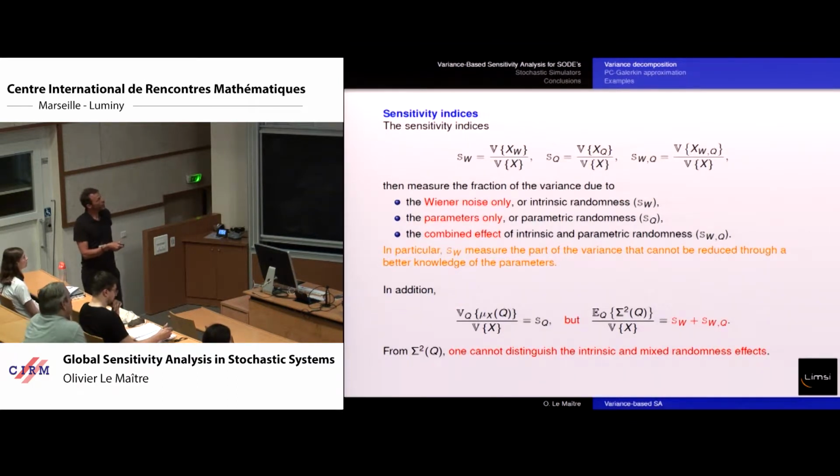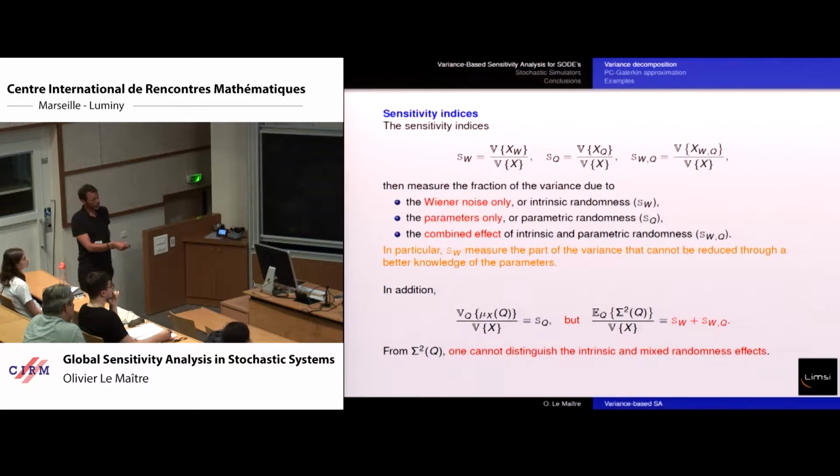So here is the interpretation of this coefficient, and what you can show is that the variance of the mean with respect to W of X for a given value of the parameter, so this is really the variance with respect to the parameter of the mean of the solution, this is actually the variance due to Q only. Okay, so a clear interpretation of what we have classically.